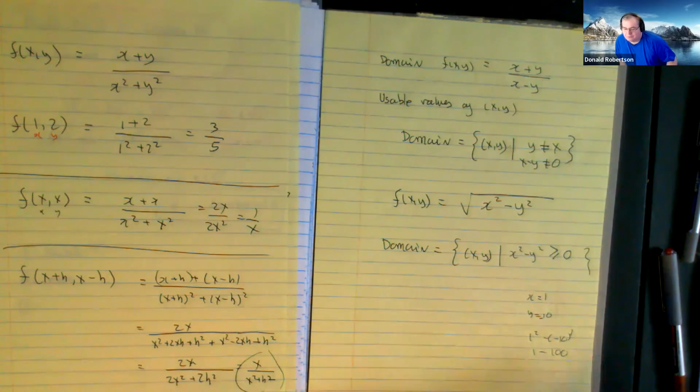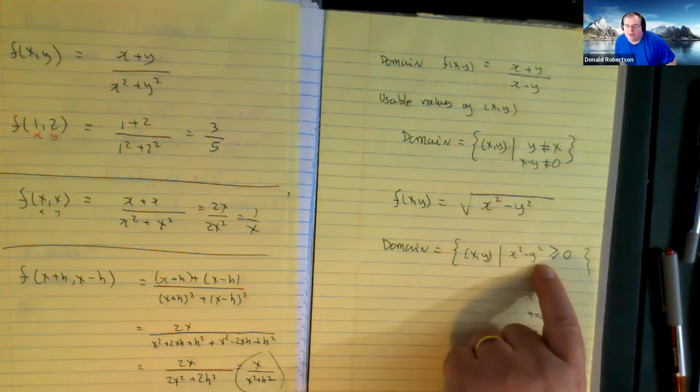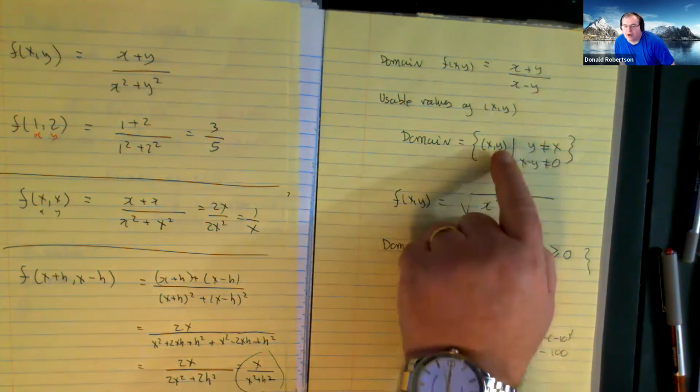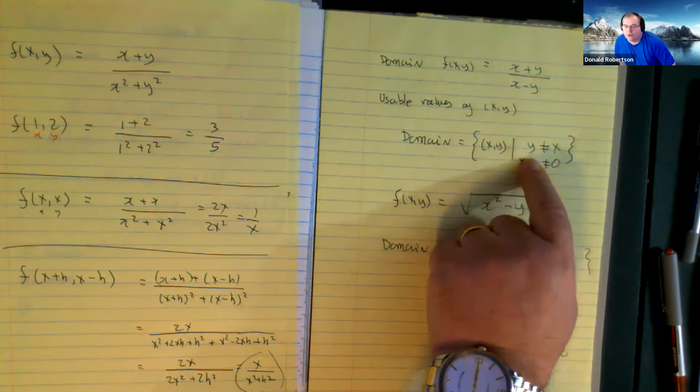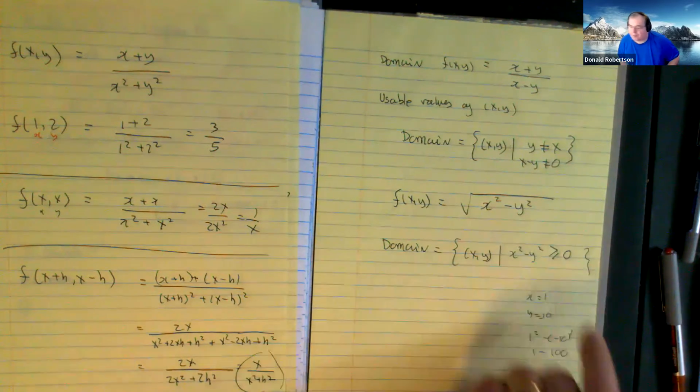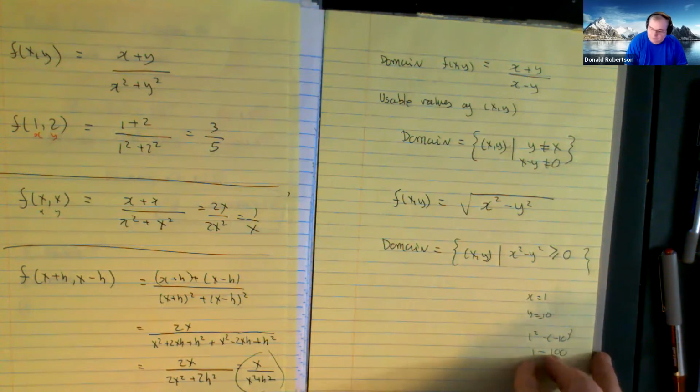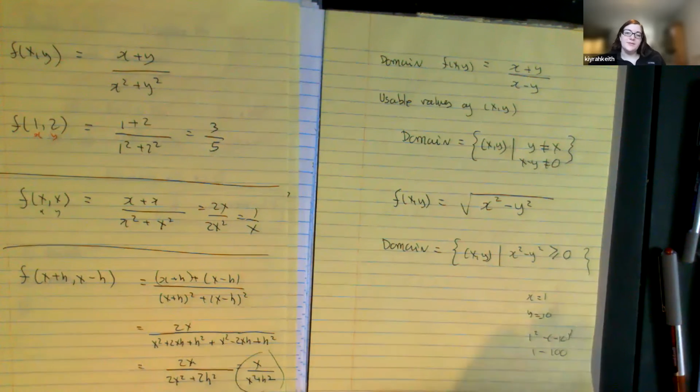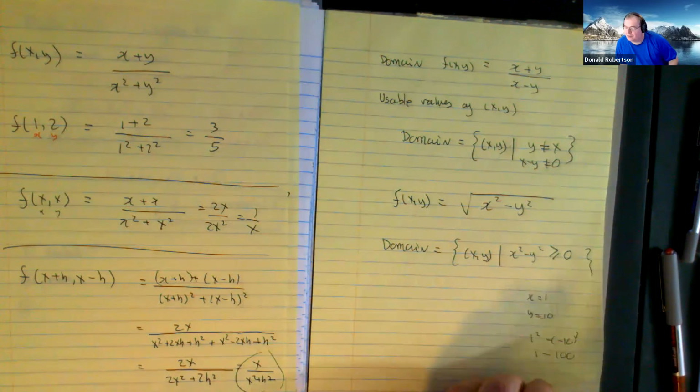So whatever is inside the square root is greater than or equal to 0. So you either tell me by what shouldn't happen or in terms of what must happen. Could you also put the absolute value of x is greater than the absolute value of y? Would that be okay? That would work. That would be equivalent.